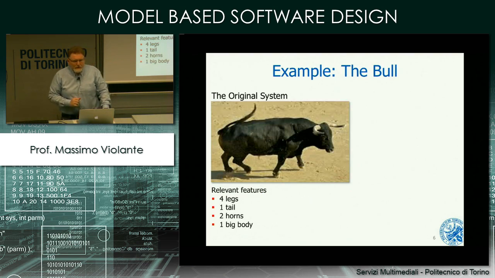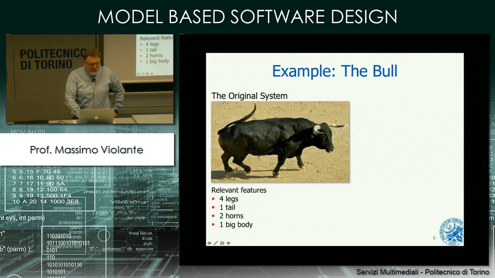Let's take this picture. This is a picture of a ball. Let's imagine that this is our original system. As you can see here, we have a very detailed picture, although the resolution is not very nice. But anyway, we can see all the different elements of the ball. We can see the big body, we can see the horn, we can see the muscles that are distributed in the body, we can see the tail, the legs.